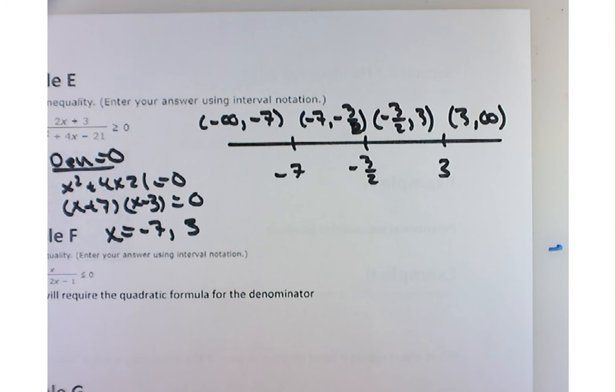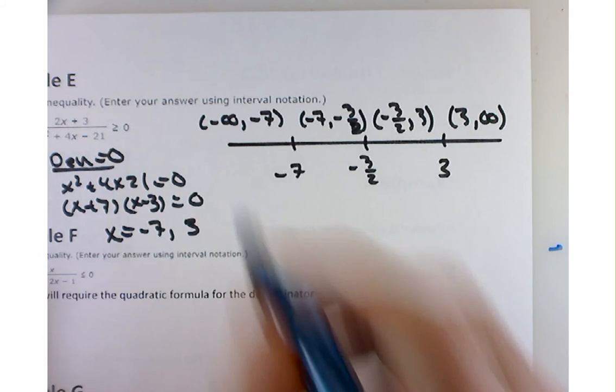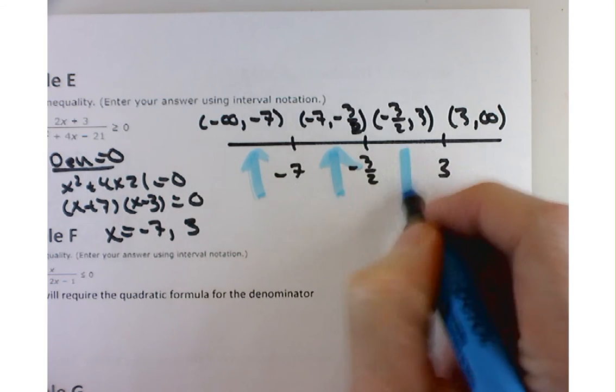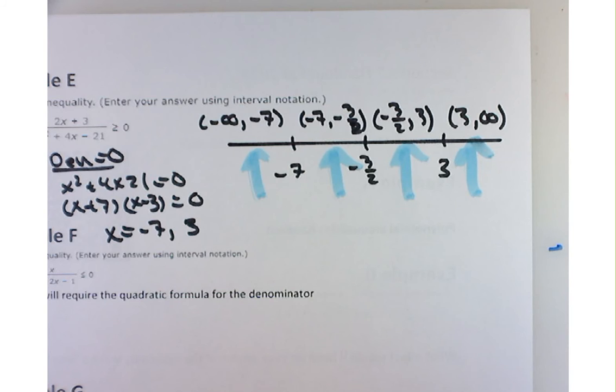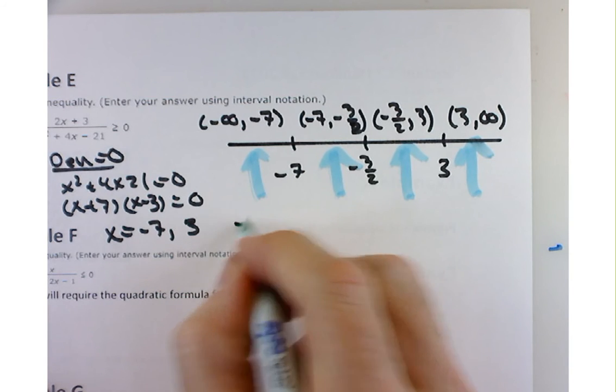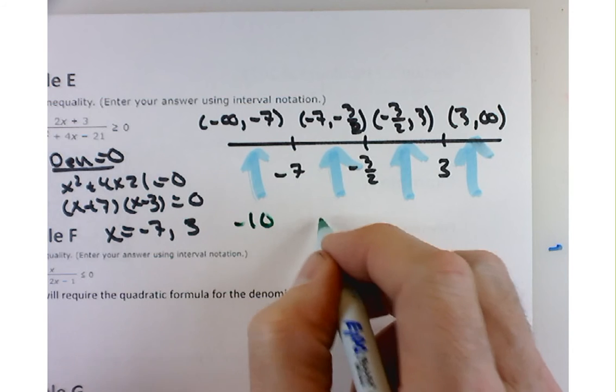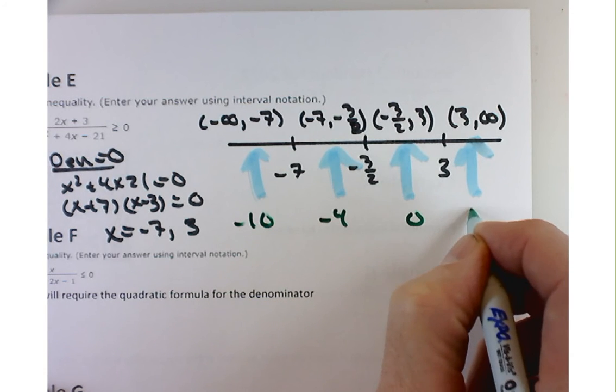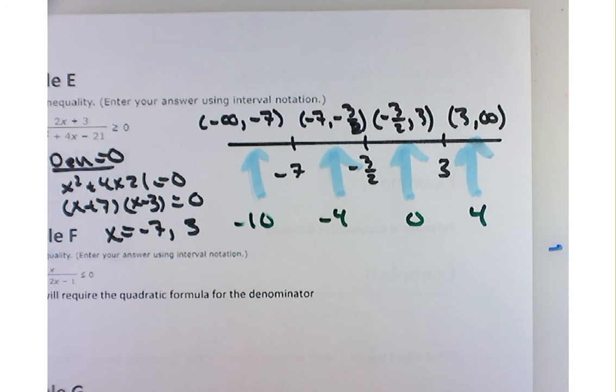All right, I need some test points. Somebody help me out with some test points. Ella, what would be some good test points for us here? I mean, can't we use our favorites, -10, -4, 0, and 4? Let's see, -10, -4, 0, and 4? Yeah, those work, sure. All right, so let's test those. Now we have to test them in their proper interval, but I think it'll be okay.